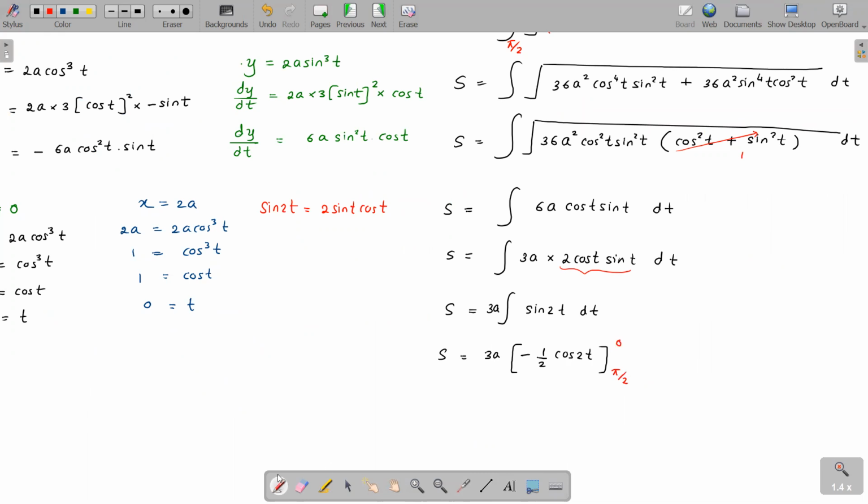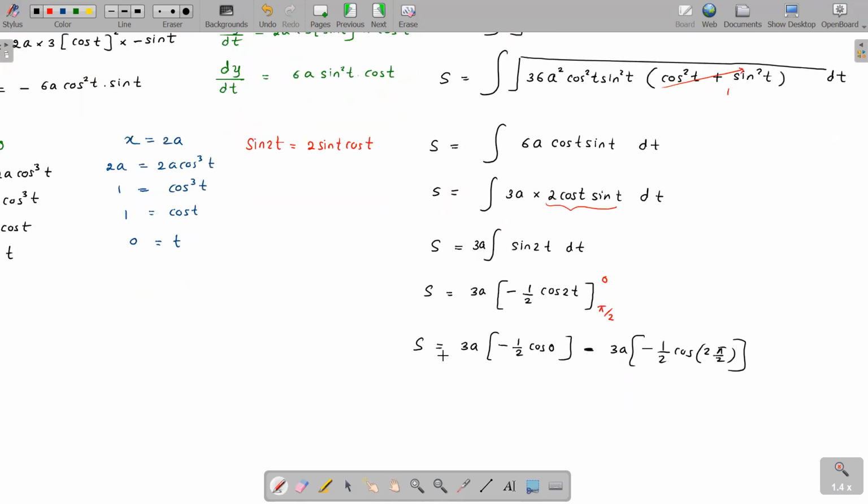Okay, so then our limits are from pi over 2 to 0. Shall we input the values? S equals 3a times minus half cos 2 times 0, then minus, again in the middle there's a compulsory minus sign here, then 3a times minus half cos 2 times pi over 2. So what do we get here? Cos 0 is 1, which means I get minus half here. Do you agree?